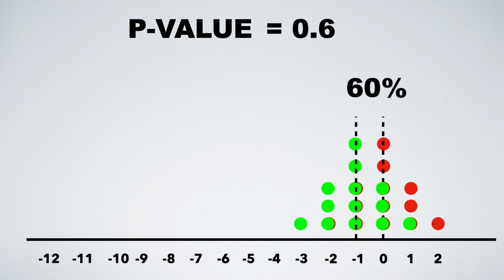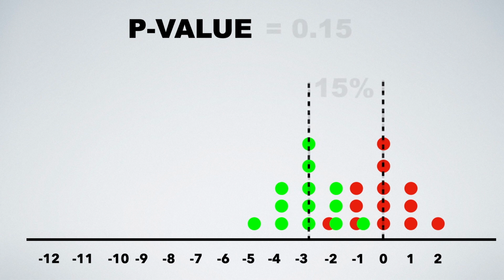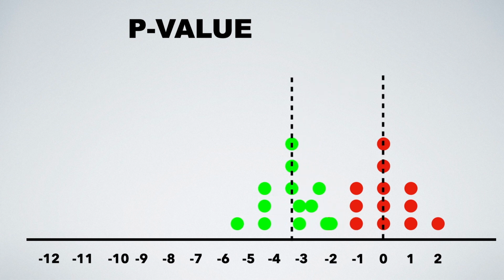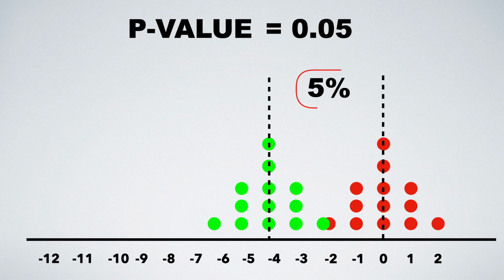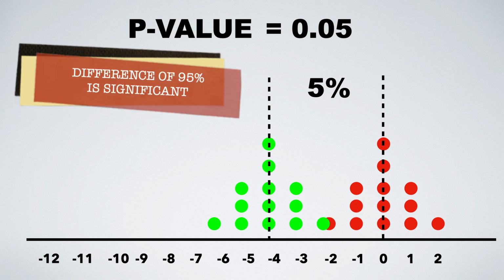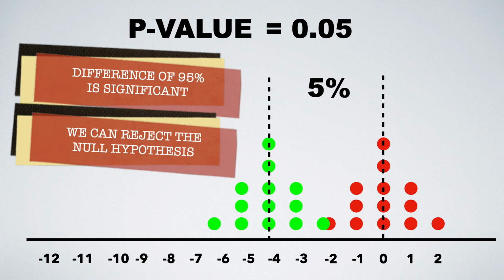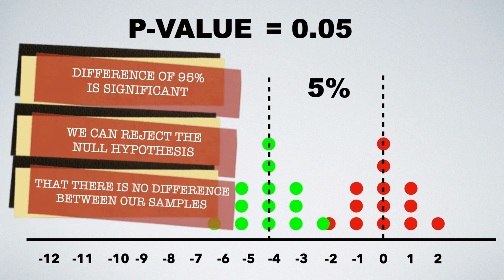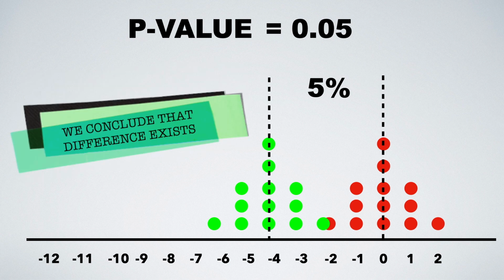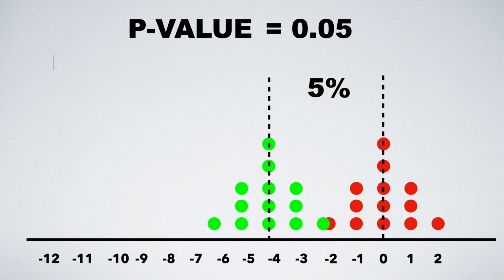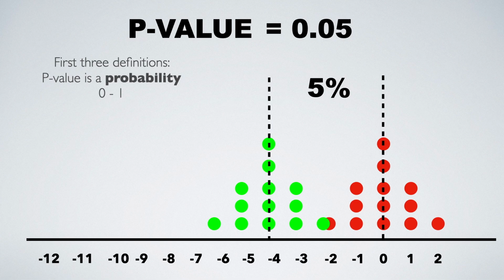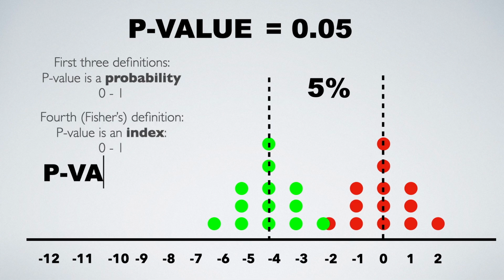If similarity is only 60%, then the difference is 40%, which is much bigger than 0, but is still small. But if the similarity drops to 5% or below, then the difference of 95% is often considered significant. And we can confidently reject the null hypothesis that there is no difference between our samples in favor of our alternative hypothesis that such difference exists. So, as we have learned, the first three definitions say that a p-value is a probability, which is a number from 0 to 1, and the last, Fisher's definition, says that a p-value is an index, which is also a number from 0 to 1.